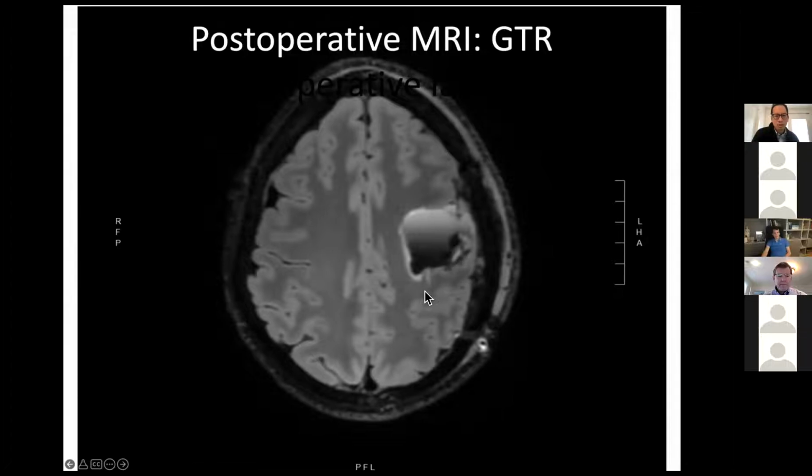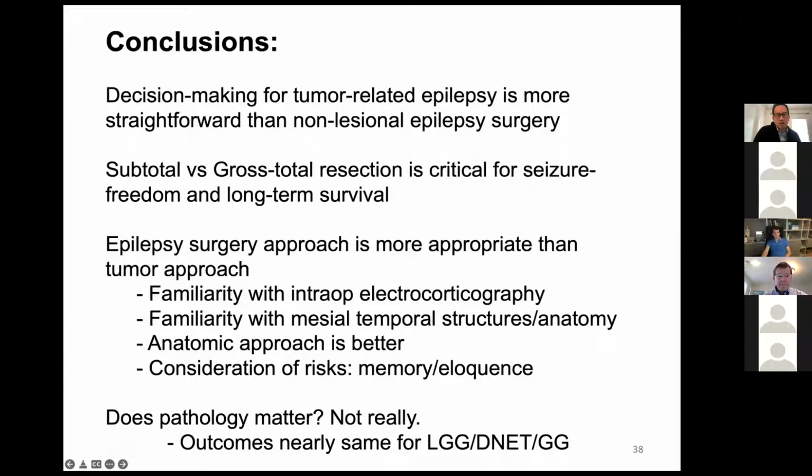So just to conclude, here are some of my thoughts about tumor-related epilepsy, especially as it relates to low-grade glioma. I think for most epilepsy surgeons, it's much, much more straightforward than non-lesional epilepsy surgery. You basically know where the epilepsy focus is to a large degree, and that can be tailored with intraoperative electrocorticography. So these typically don't require any kind of extraoperative mapping or invasive electrodes. Subtotal versus gross total resection is critical for seizure freedom and long-term control.